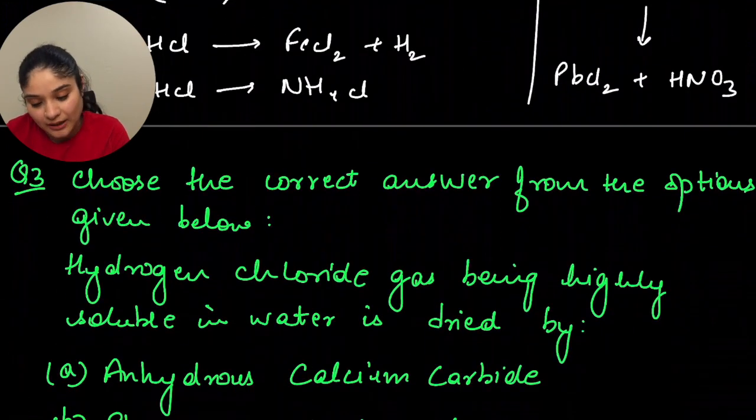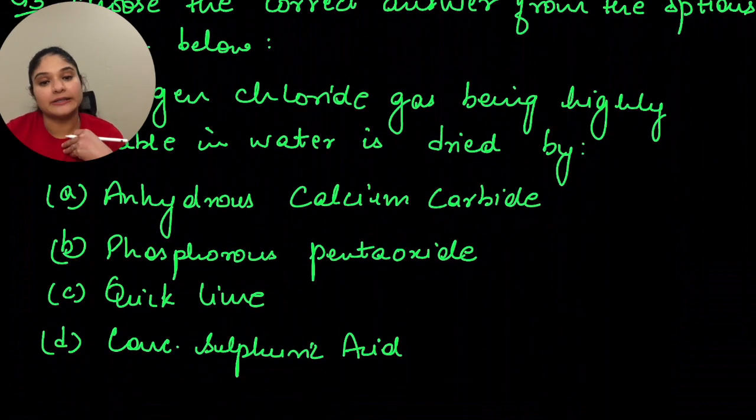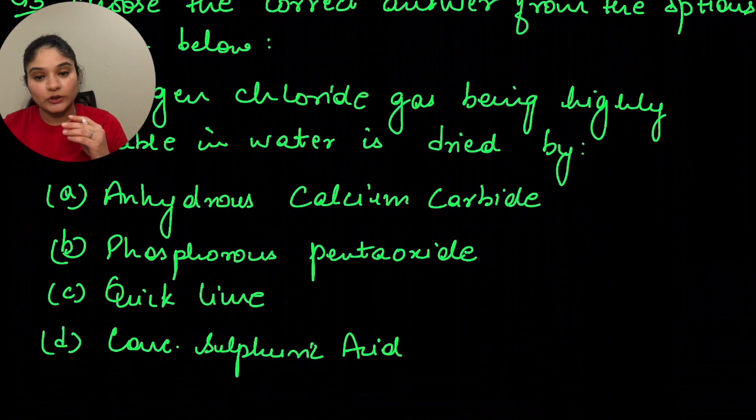Choose the correct answer from the options given below. Hydrogen chloride gas, being highly soluble in water, is dried by what? So always remember that it is dried with the help of concentrated sulfuric acid, and anything else other than that is not used because HCl has a high chance of reacting with that particular compound. So that is the reason concentrated sulfuric acid is your correct answer.